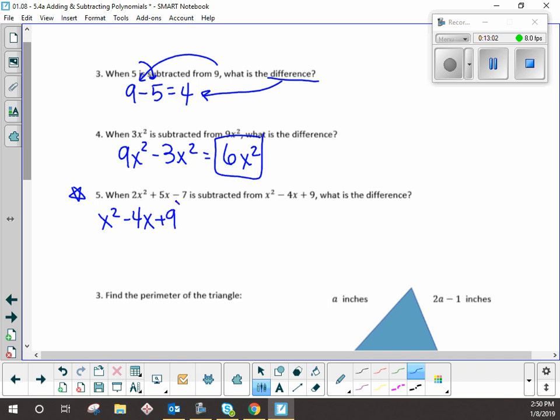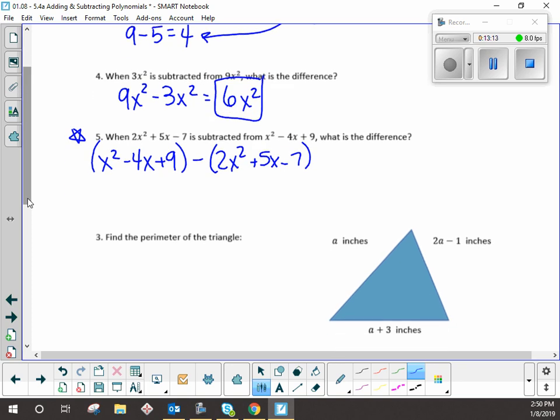Okay. And I'm going to subtract the second group. But please notice how I'm using these parentheses to group all of it together, because all 3 of those things is going to be subtracted. So I have to take that minus sign and distribute, right? So it's going to distribute it through. So this becomes negative 2x squared, negative 5x, and plus 7.